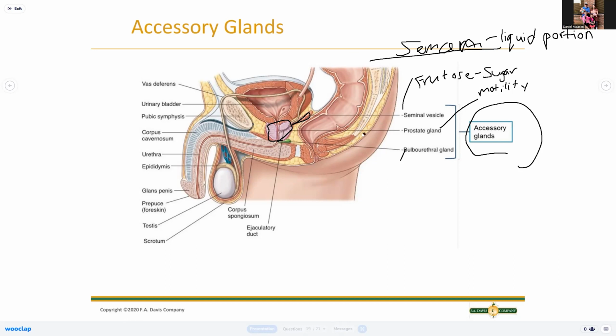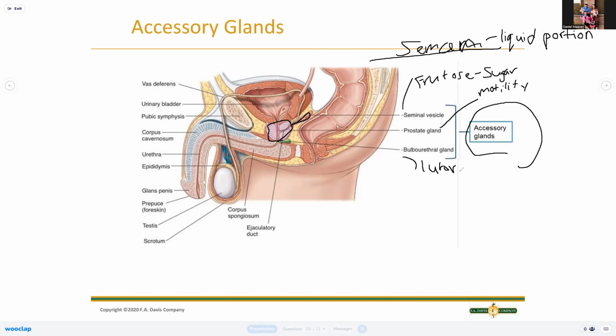Okay, I'll try to erase this. The bulbourethral gland is kind of the last. It's also called the Cowper's gland, I think, named after the person that discovered it. So during sexual arousal, the bulbourethral gland will lubricate the urethra. So this gland is like lubrication.